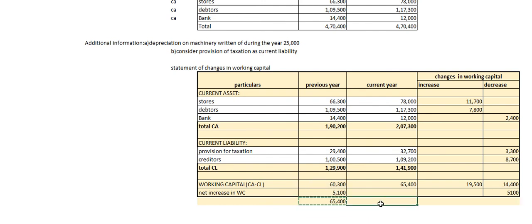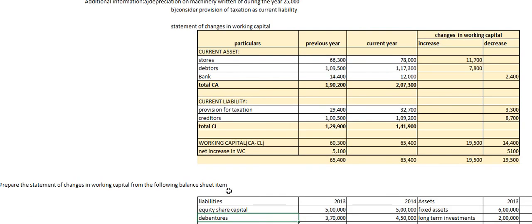In the same way, 65,400. So your previous and current year totals need to be the same. And your increase amount is 19,500, so your decrease amount also needs to be the same, which is 19,500. Hope the sum is clear. Since it is now shown as a net increase in working capital, it will be considered as an application of funds in your fund flow statement.